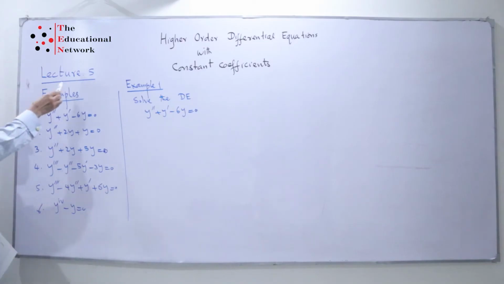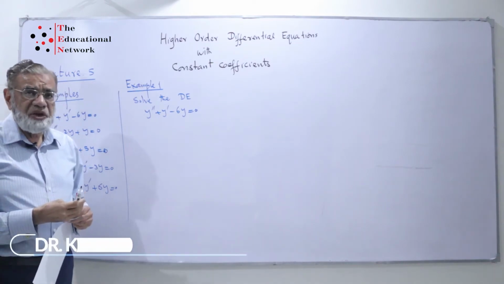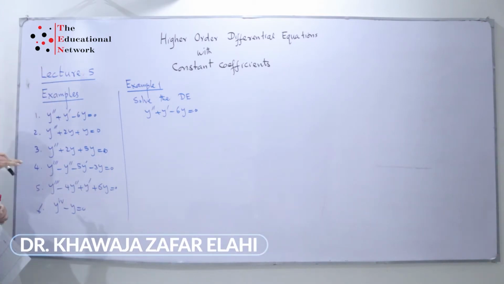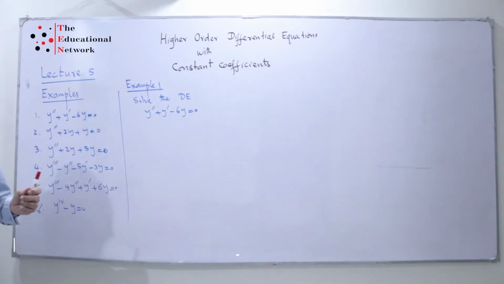We have lecture 5. We just start and give you the examples. The theory we have just discussed in lecture 4, we apply that one and we try to solve it. I've taken here 6 examples from different points of view. So the different types I want to discuss.